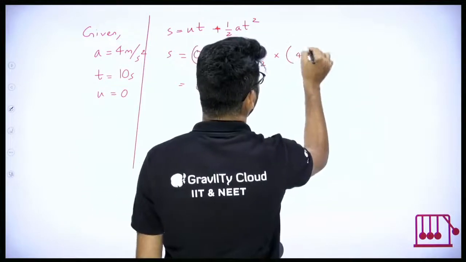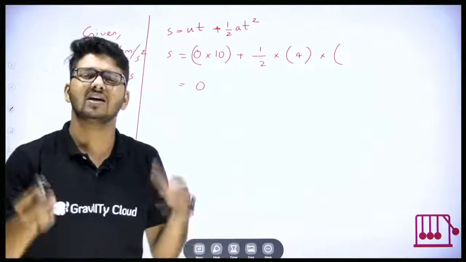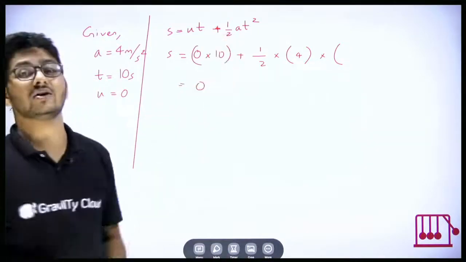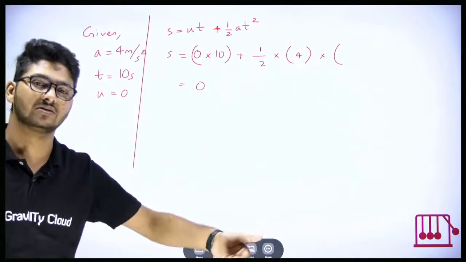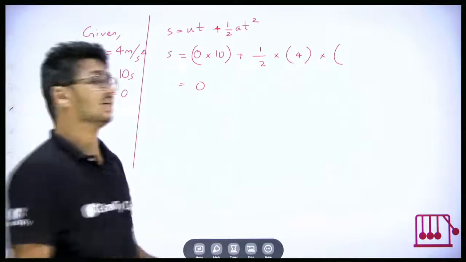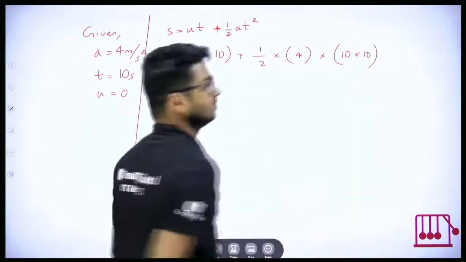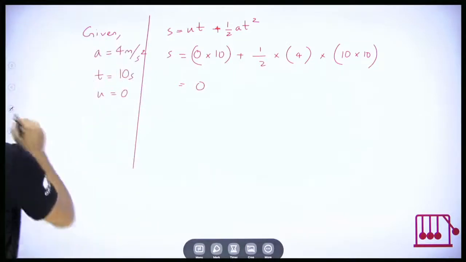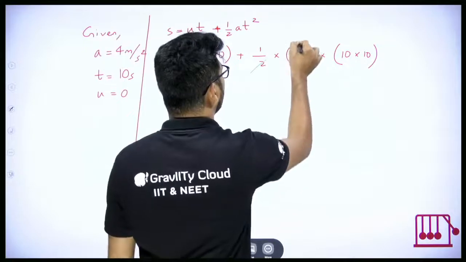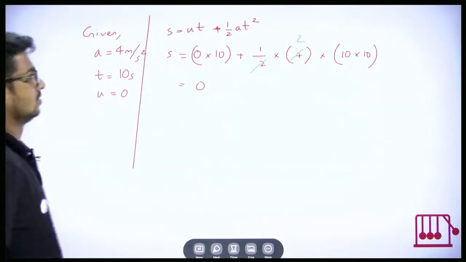Acceleration is 4. Then you have to be careful with the term t square, because generally students make this mistake. That is the reason. When you say t square, square is what? Twice. So t into t, you have to multiply twice. Time is 10 seconds. You have to take 10 square. So 10 into 10. Now look at this, 2 and 4. 2 2s are 4.